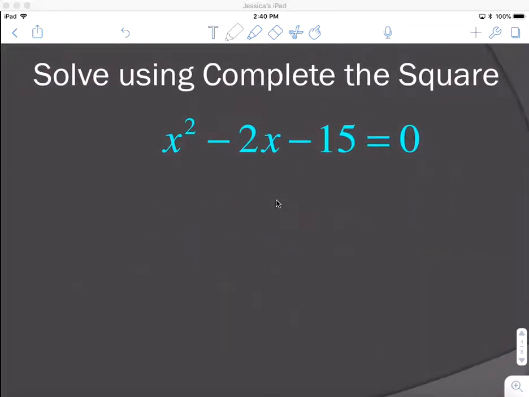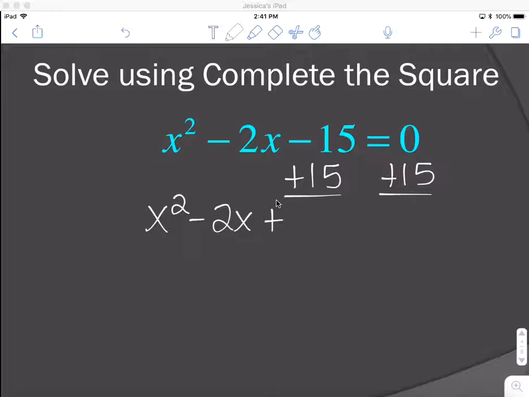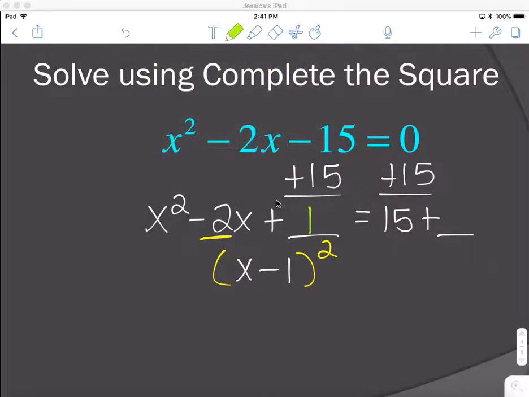Let's do x squared minus 2x minus 15 equals 0. Your first step is to move the 15 to the other side. And we're going to set this up as x squared minus 2x plus blank equals 15 plus blank. Now it's time for me to use my pattern. I want to rewrite this as something squared. So I'm going to take half of negative 2. Half of negative 2 is negative 1, so I'm going to write this as (x - 1) squared. And then negative 1 squared, negative 1 times negative 1, becomes positive 1.